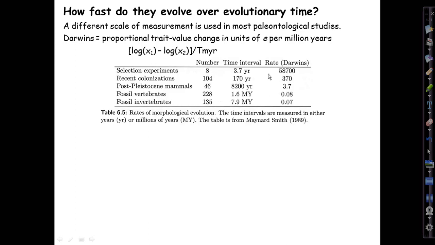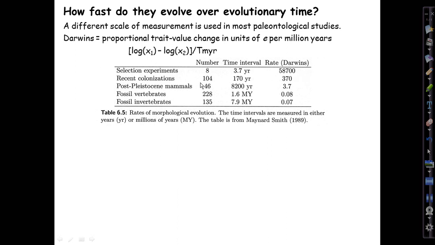Here's a table from Gillespie showing estimates of rates of evolution in Darwins for different kinds of data that occur on very different timescales. So selection experiments that people had done, Maynard Smith made this compilation, reviewed 8 of them with an average time interval of 3.7 years. They went on at tens of thousands of Darwins, apparent rates of evolution.